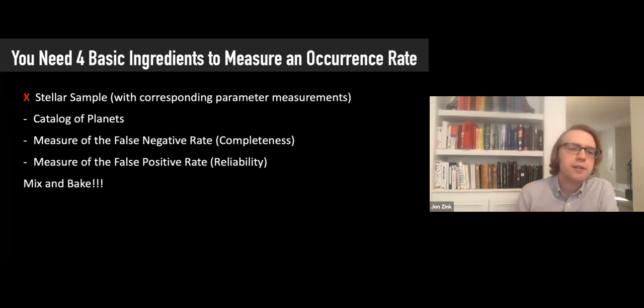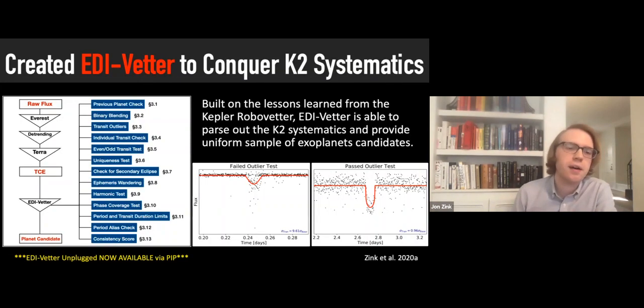Okay, so we had our stellar sample. We have good parameter measurements now. Our next part is our catalog of planets. This is some work I've been heading up, and really what we needed to do was build an automated pipeline to detect K2 planets.